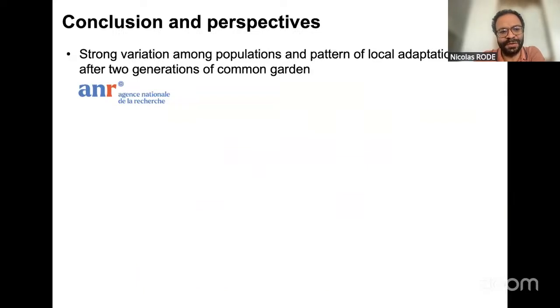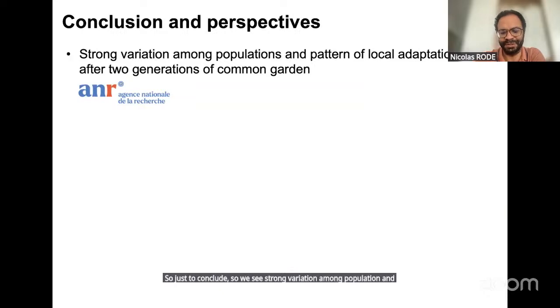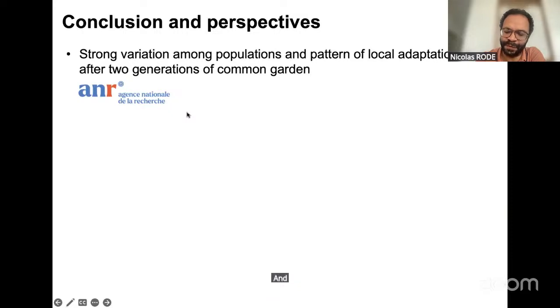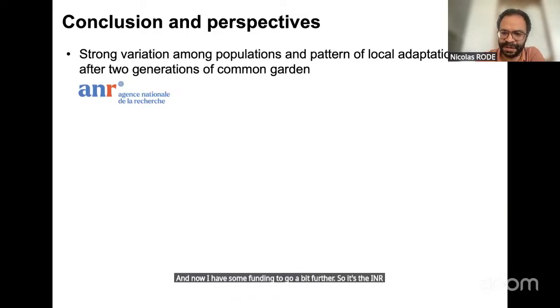Just to conclude, so we see strong variation among population, and we have a pattern of local adaptation. And now I have some funding to go a bit further, so it's the ANR, it's our national funding agency in France.